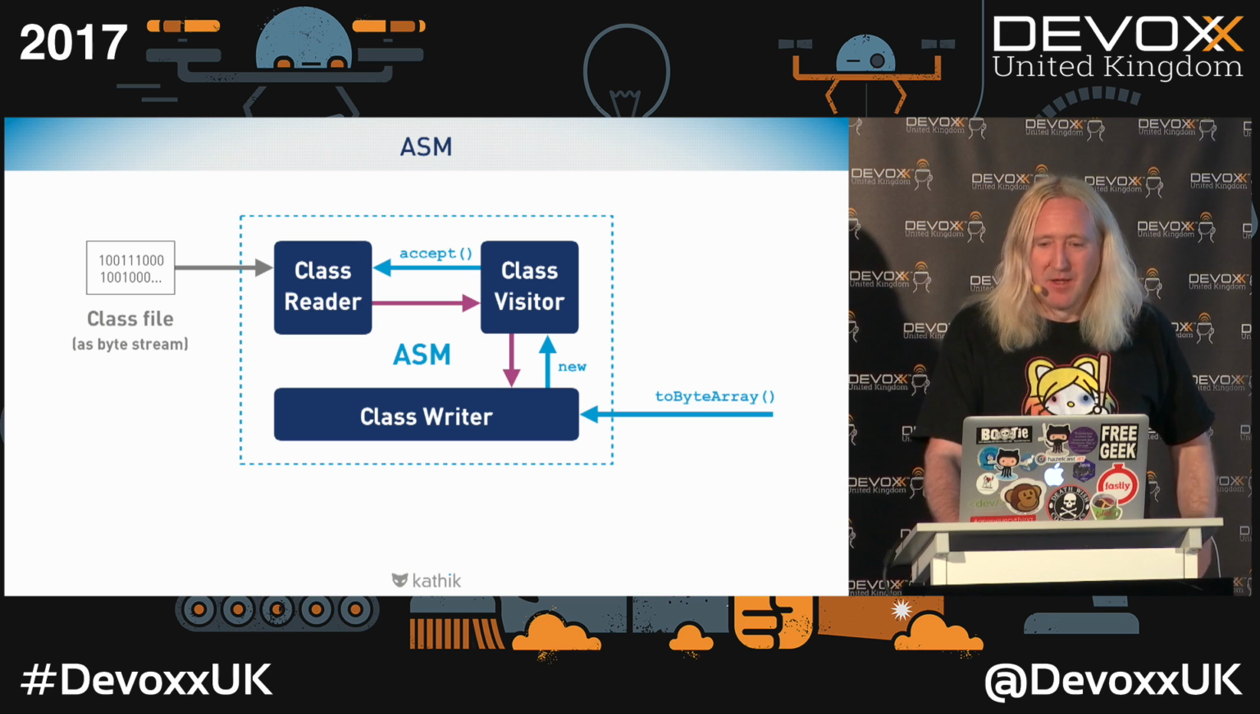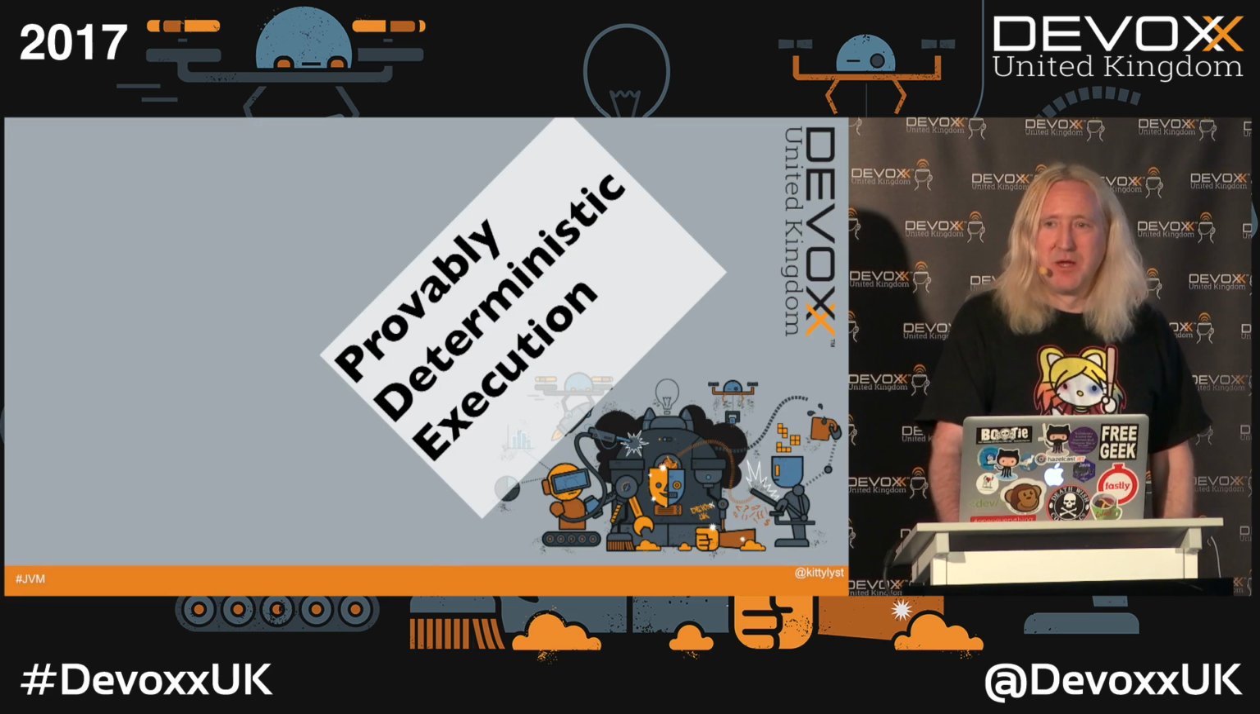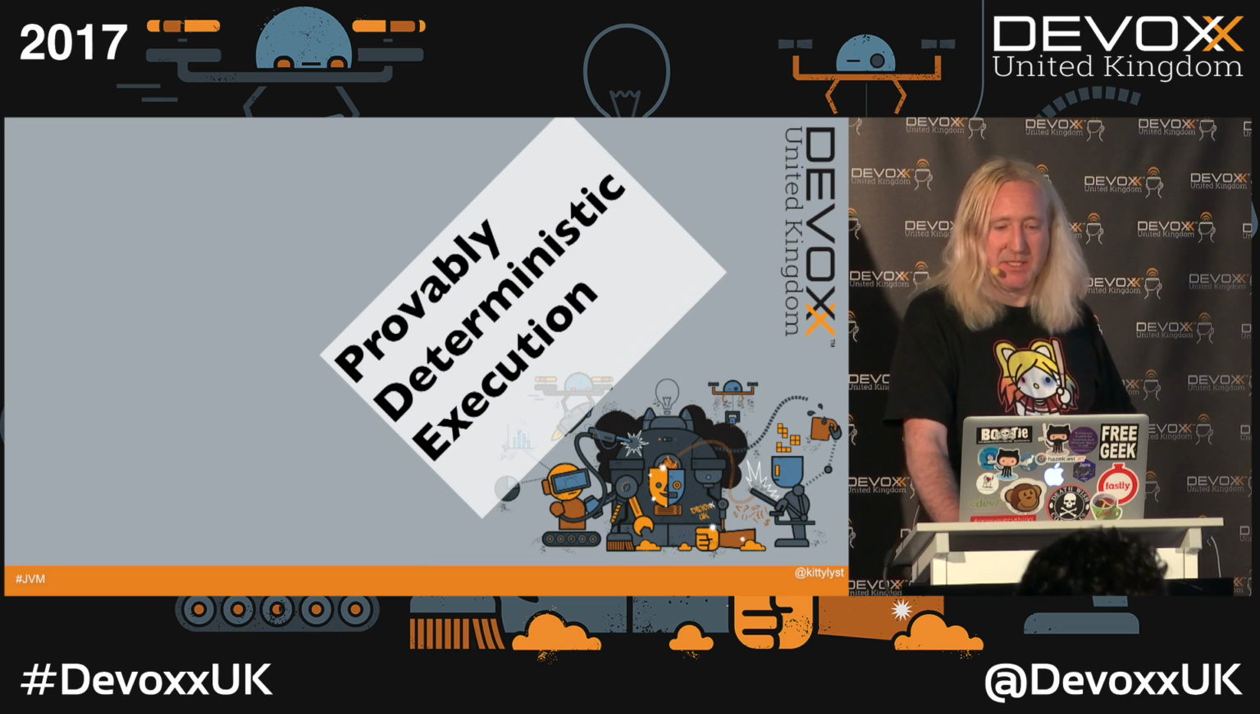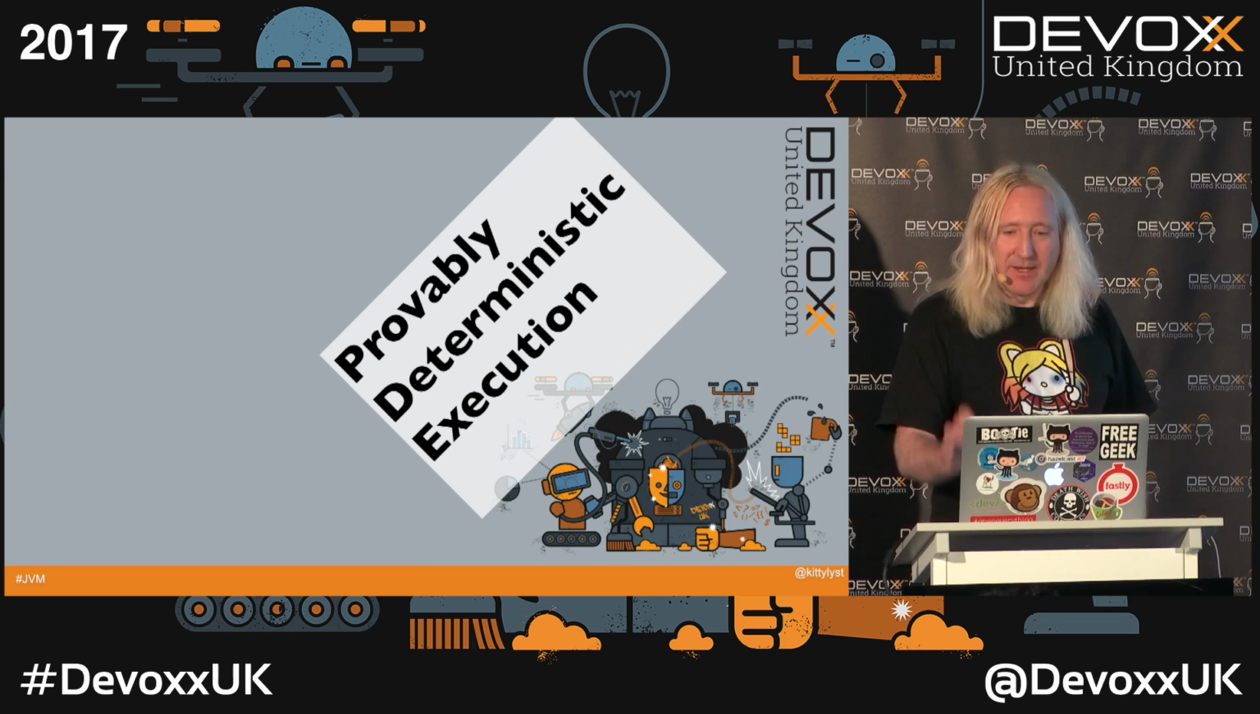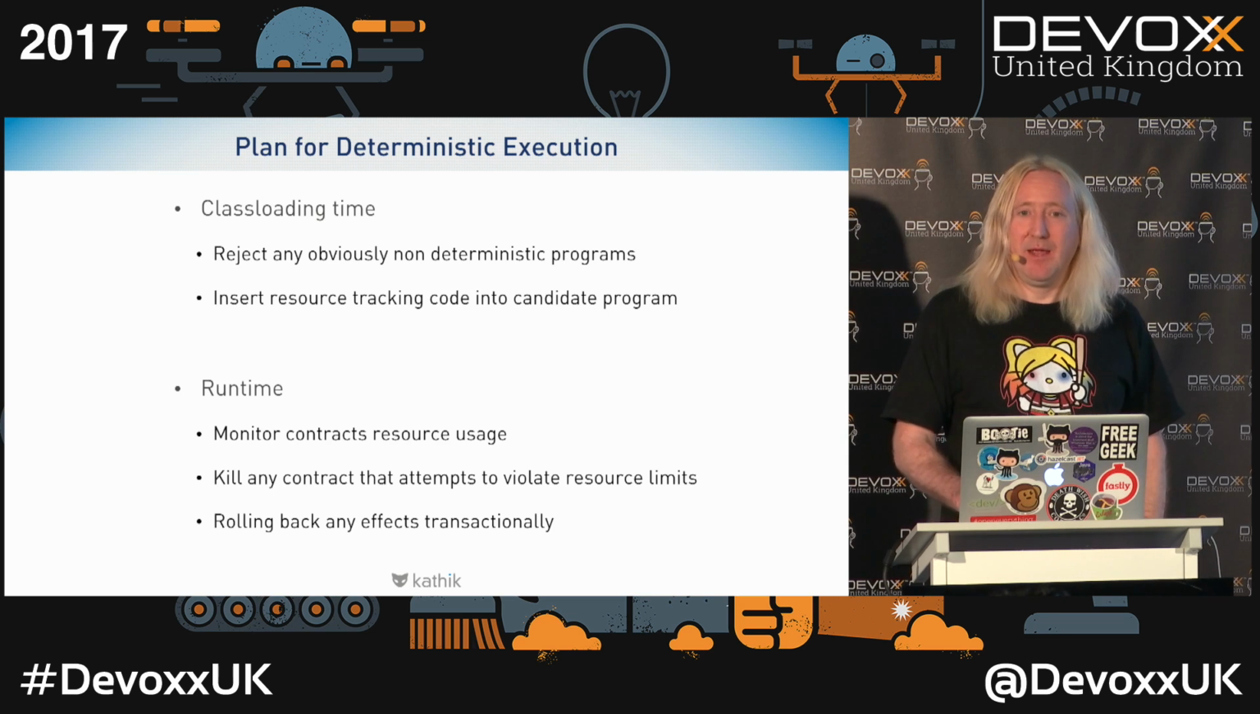Okay? So now we get to the real meat of the talk. Let's talk about provably deterministic execution. How am I going to get around the halting problem? Well, here's how you do it.